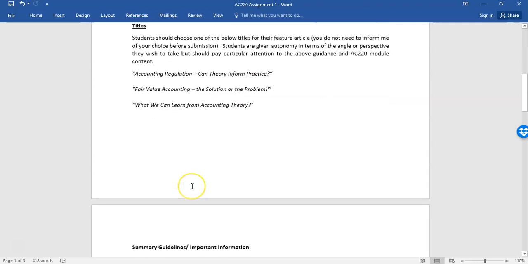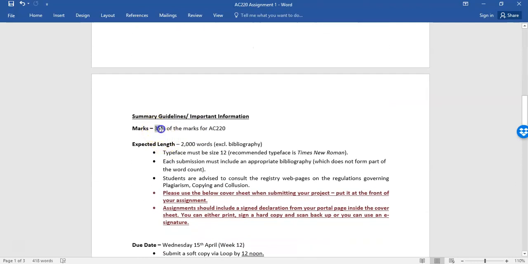All right. Logistics then, it's worth 35%. In and around 2,000 words. Again, don't go above 10%, don't go below 10%, but in and around 2,000 words. You leave out the bibliography from the word count, and you should have a detailed bibliography at the end. All your sources, whether they're websites, academic papers, or news articles.